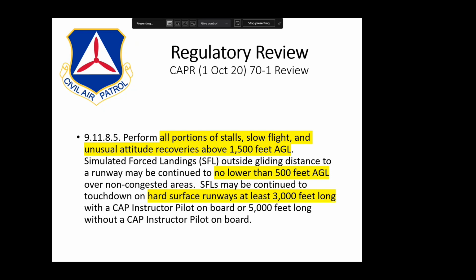If, however, you are at an airport, an authorized landing surface, as long as it's 3,000 feet, you may continue a simulated forced landing to the pavement, assuming you have a CAP instructor on board. If not, then it's 5,000 feet. So one note here, since we now allow authorized CAP mentor pilots to be your right seater through the clinic, take note that they still have the 5,000 foot restriction, or you will have the 5,000 foot restriction, depending on whether you have an IP for 3,000 or a mentor pilot at 5.